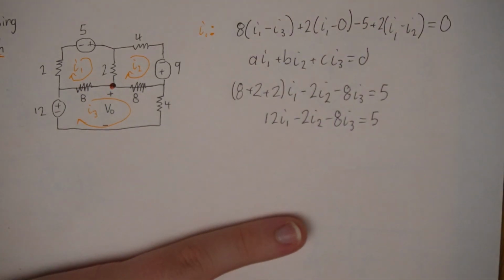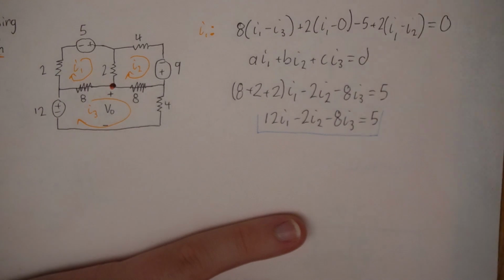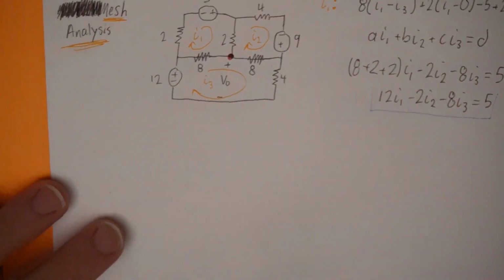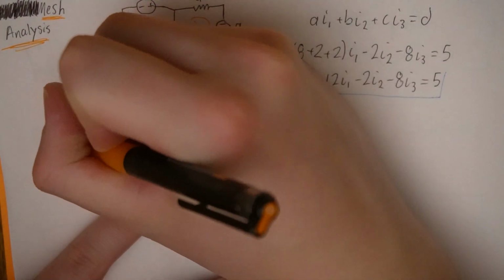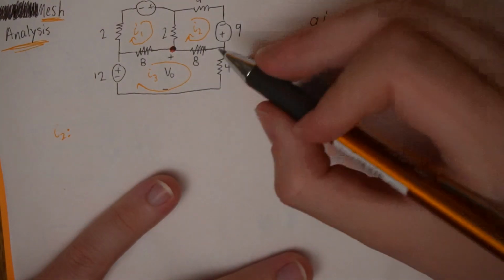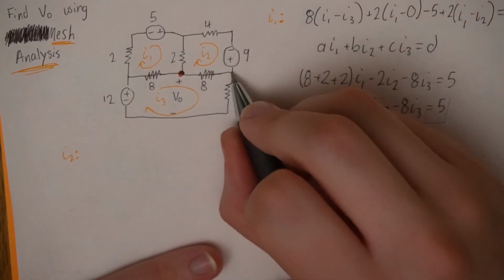I'm going to highlight this because this is my first equation. Let's use blue. So that's for loop 1. Now let's look at loop I2. Actually, I'll write over here just to save some paper. So for loop I2, I'm going to start at the bottom right corner just because that's how I do my problems. I'm going to go around the loop.